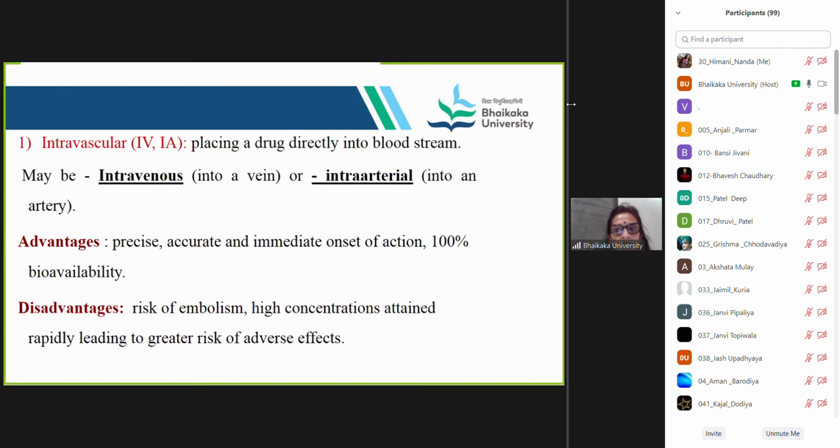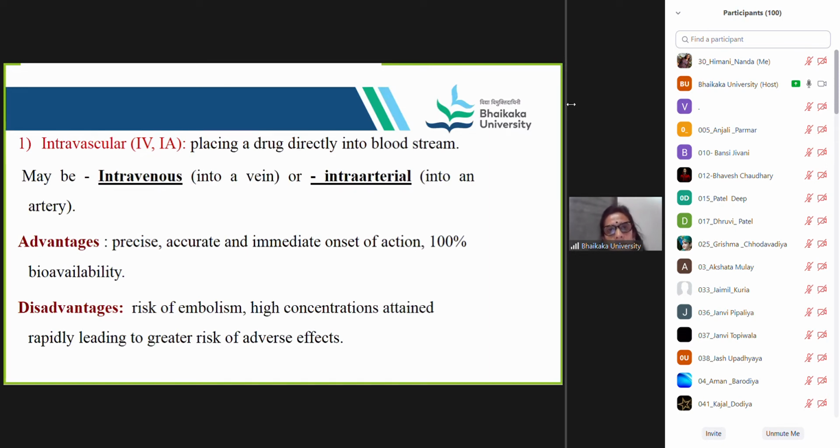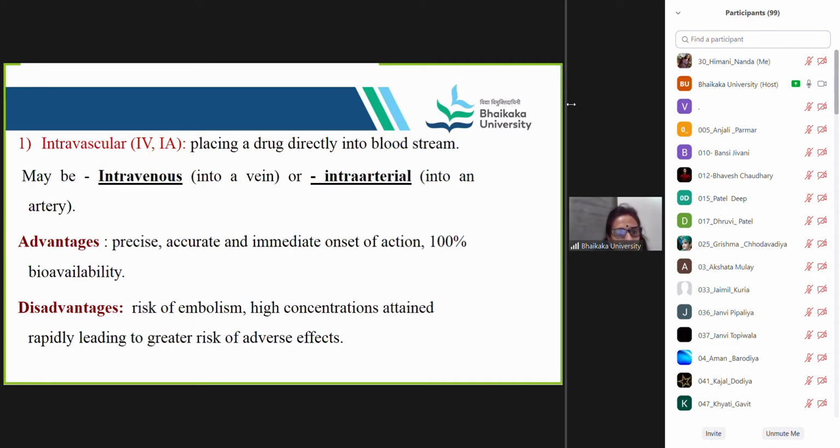The advantage is that it is precise, accurate, with an immediate onset of action. So rapid onset and 100% bioavailability. For this route, you remember that IV has 100% bioavailability. I used this term during the oral route also: the rate and extent of drug reaching the systemic circulation. So IV has the advantage of 100% bioavailability.